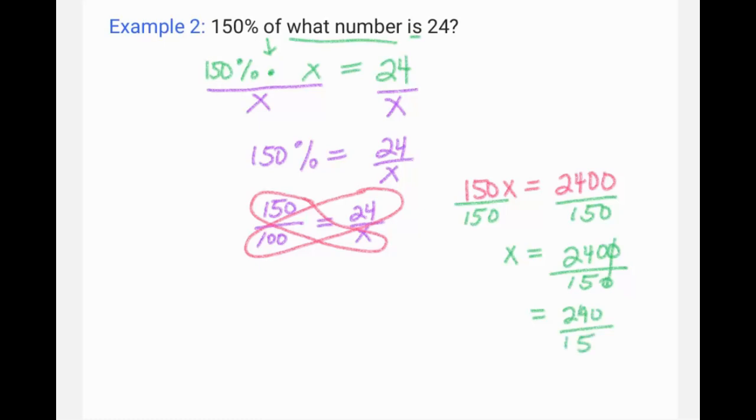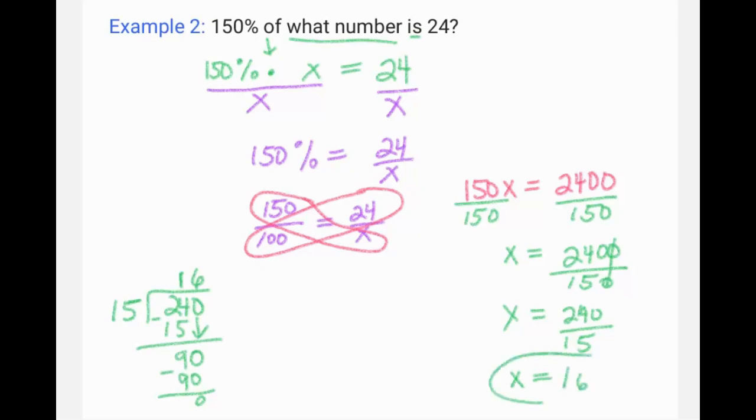And so from there we're going to go ahead and divide it out. 240 on the inside over here, and 15 on the outside. So 15 goes into 24 one time. So 15 minus 24, and that will give us 9. And we bring down the 0. So 15 goes into 90 6 times. So our answer becomes 16 as our final answer.